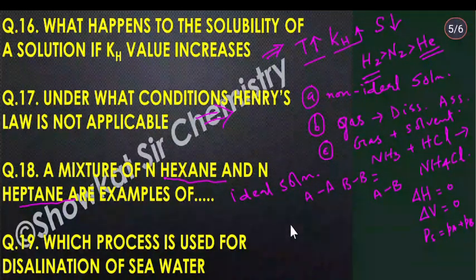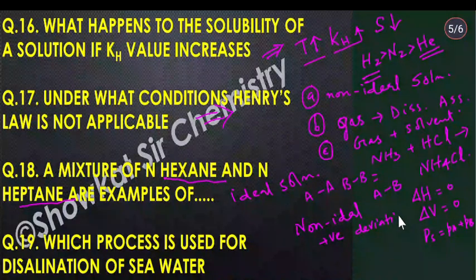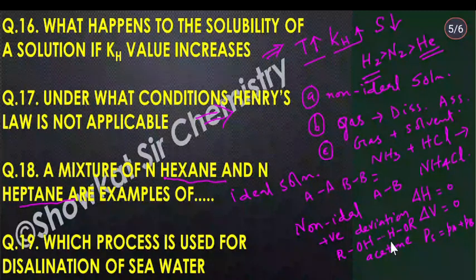For example, now we are having a non-ideal solution which shows positive deviation. So in the case of positive deviation, how will you differentiate it? This question will be asked. This is very important. For example, if you are having ethanol, alcohol, let me write alcohol, ROH. So alcohol molecules are bonded with each other due to hydrogen bonding, right? Now if I am putting acetone in this alcohol, acetone will break these hydrogen bonds. At that time we will get a solution which will show positive deviation from Raoult's law.